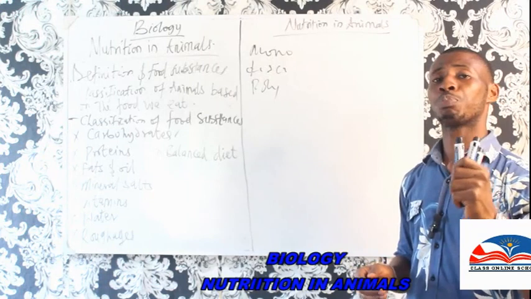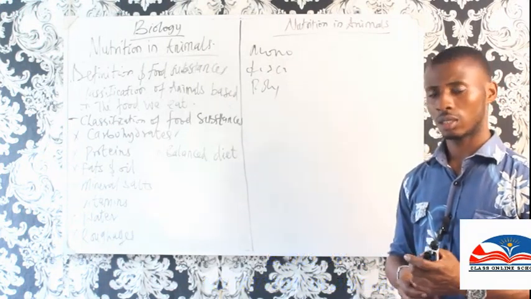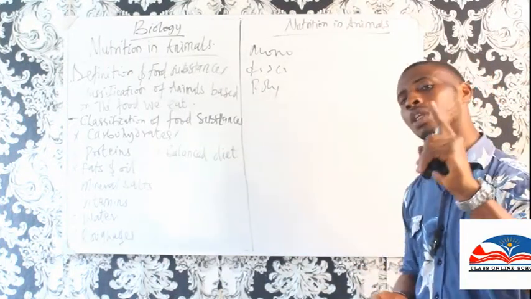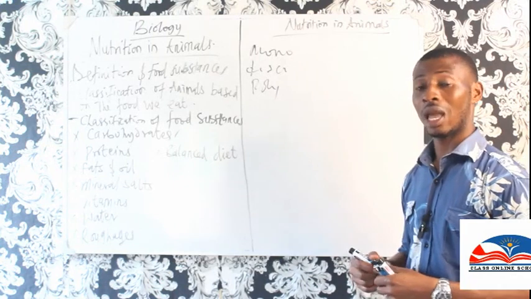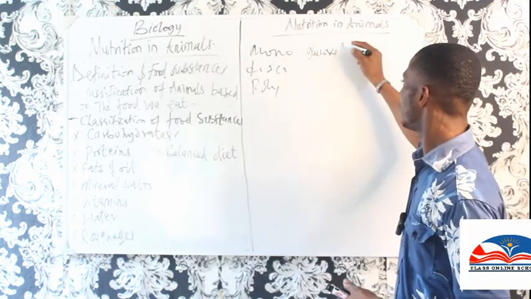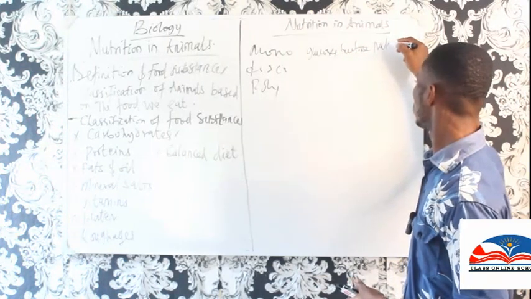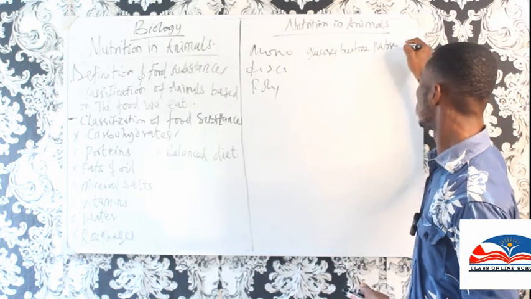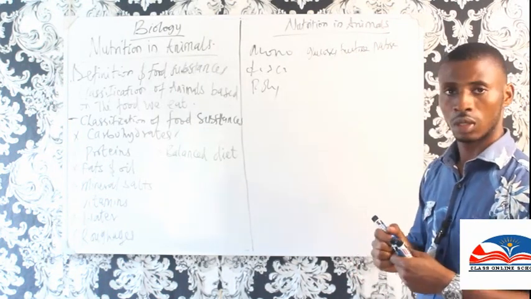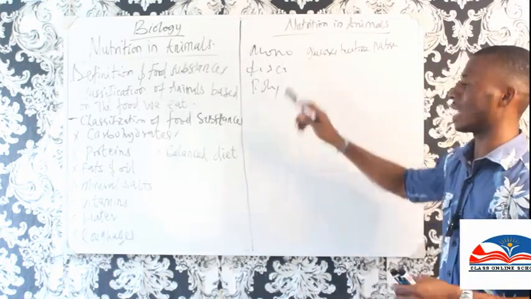Monosaccharides are simple sugars. Why do we call them simple sugars? Because they have only one sugar in them. Examples: glucose, fructose, maltose. Simple sugars.